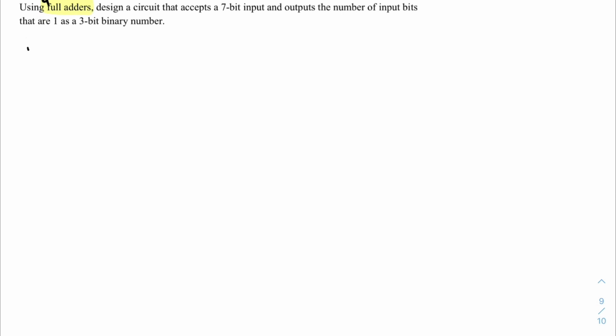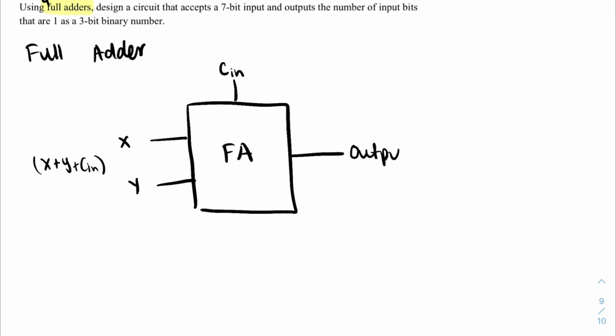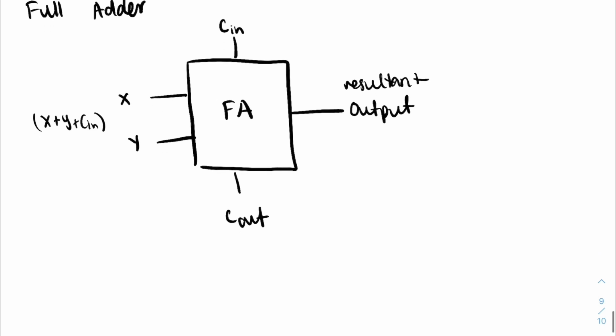So let's refresh ourselves on what a full adder can do. We don't need to deal with the internals of this circuit, but it takes in two bits here, x plus y, and then plus a carry bit to output one resultant bit, is what I call it, and then a carry out bit. So that's what we mean by full adder. It's always important to make sure you understand how that works before you move on.